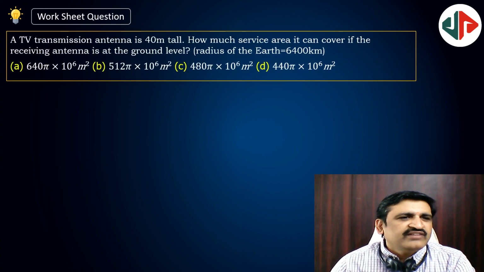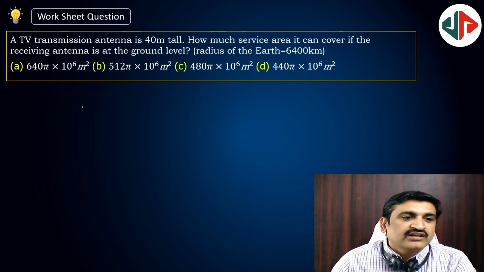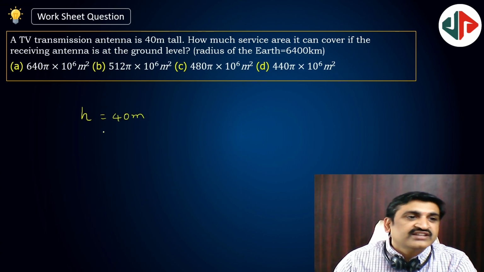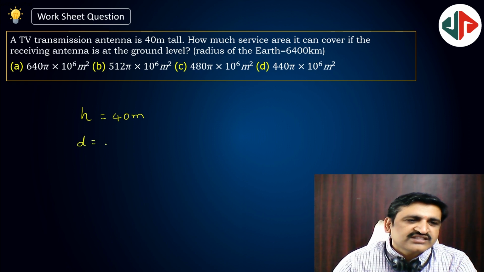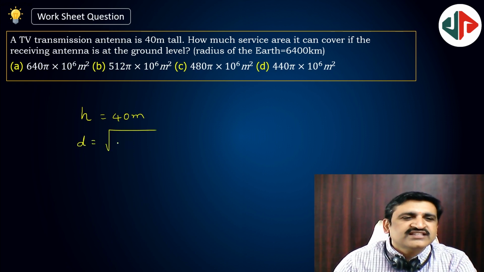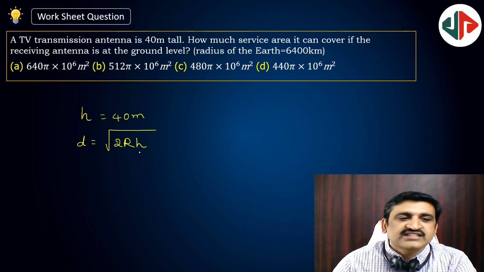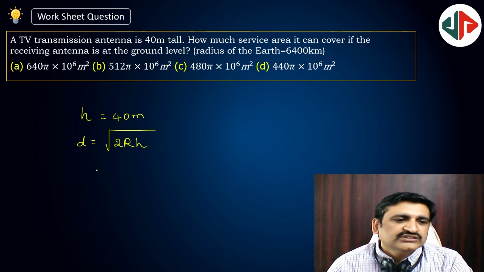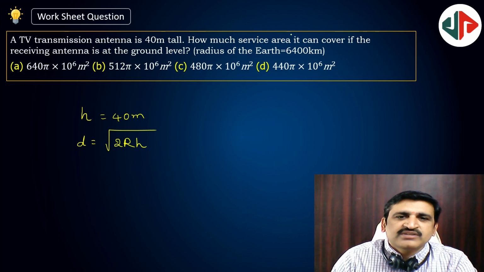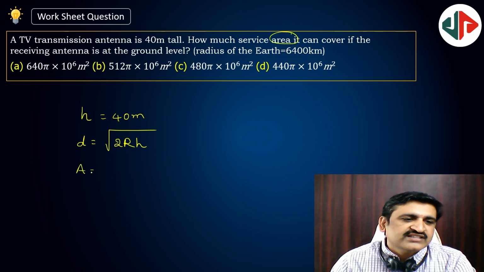Next, a TV transmission antenna is 40 meters tall. H is equal to 40 meters. How much service area can it cover if the receiving antenna is at ground level? So earth radius is given. Distance coverage is equal to square root of 2RH, the distance covered up to the horizon. He is asking how much area can be under coverage, so area is equal to pi d square. D stands for distance, not for diameter or something else.